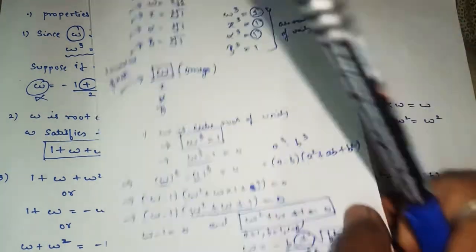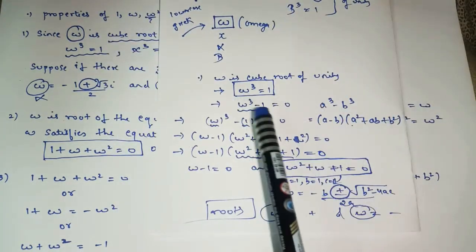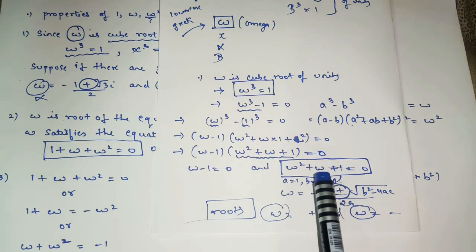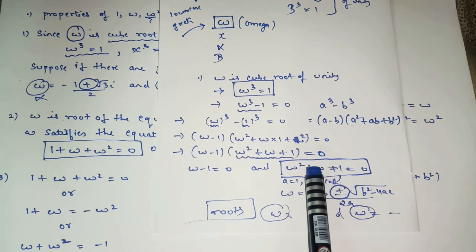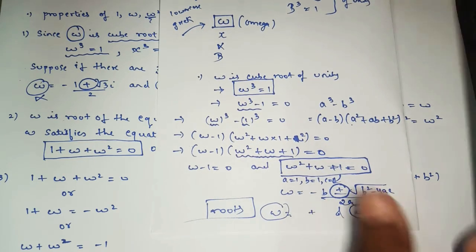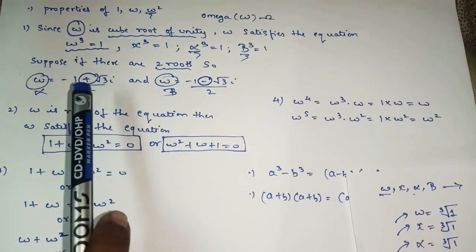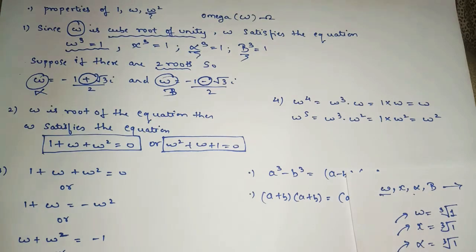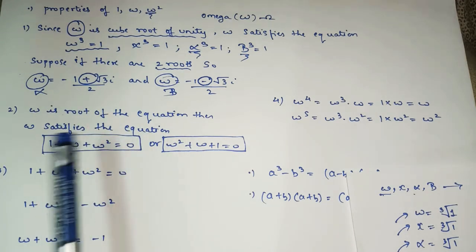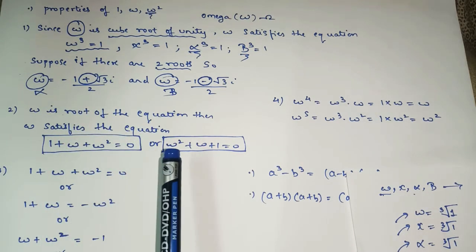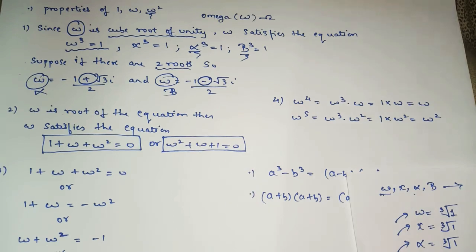When you solve this w cube equals to 1 further, you will get one quadratic equation. When you solve this quadratic equation further by using the formula method, you will get 2 roots here. So the one root will be minus 1 plus root 3 i upon 2, and the second root will be minus 1 minus root 3 i upon 2. And the equation it will satisfy will be w square plus w plus 1 equals to 0.